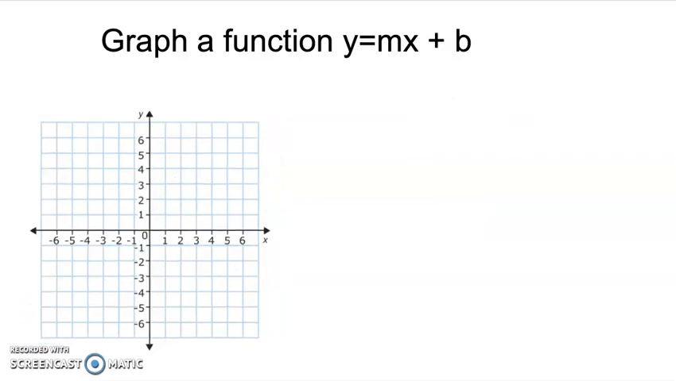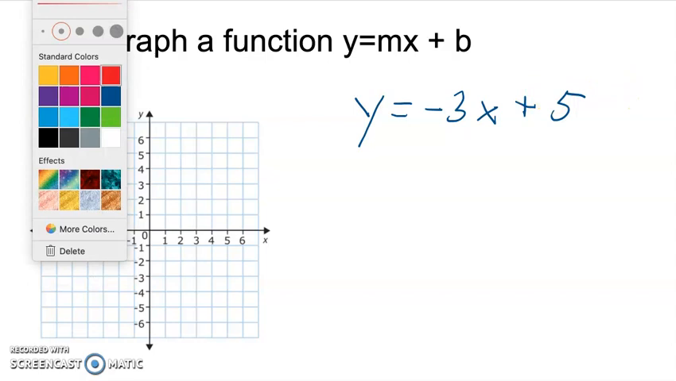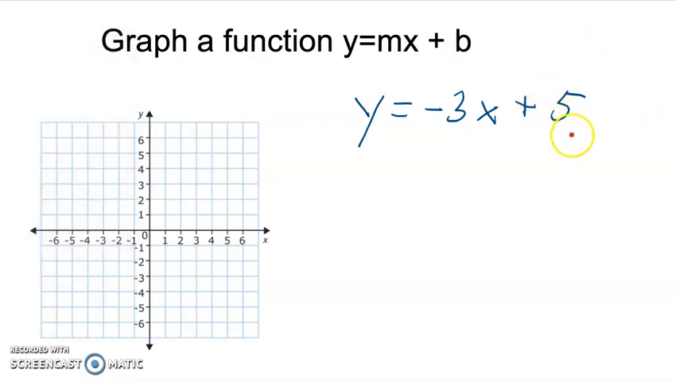Okay, so let's try one more. How about y equals negative 3x plus 5? All right, so where do I start again? I'm going to start with the y-intercept, which is 0, 5. That's my starting point. Then I have negative 3x, so my slope is negative 3, but there is no denominator, right? So you can write it as negative 3 over 1. So this is your rise over run.